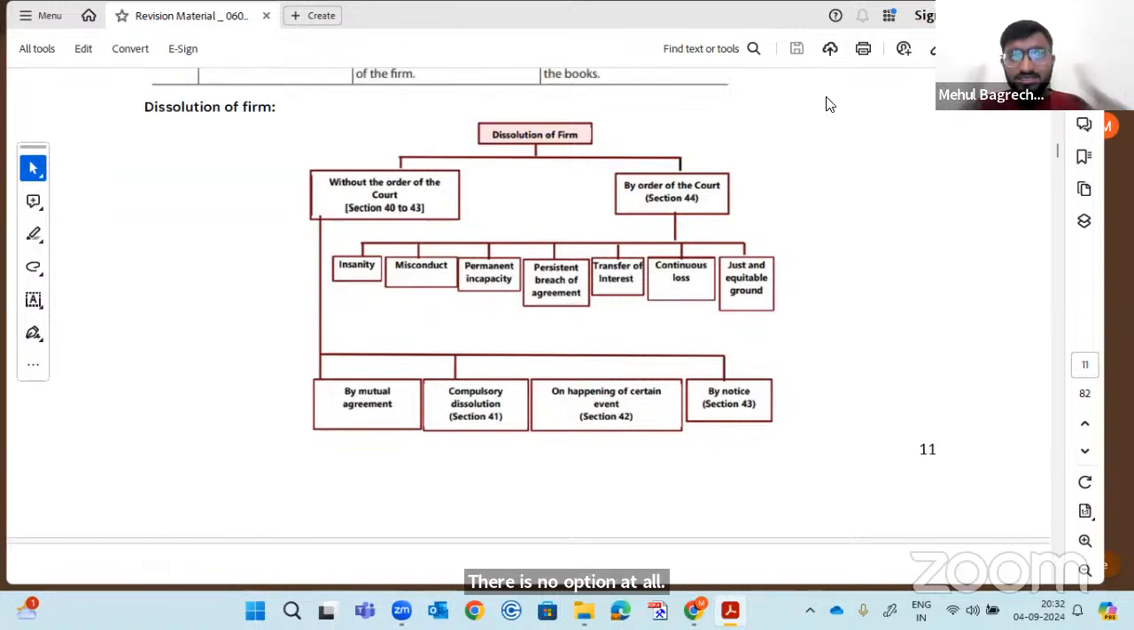There is not a single attempt in the past where I've seen a paper without a question on dissolution. So you should be in a position to get marks easily here. Why? Sir, simple topic, sir. Where will the court pass an order? Where will a court not pass an order? This is exactly what is coming here. Section 40 to section 43 is talking about without the order of the court. Section 44 talks about the order of the court.